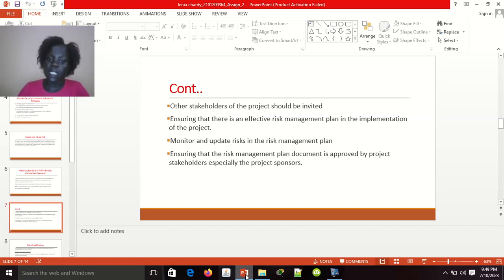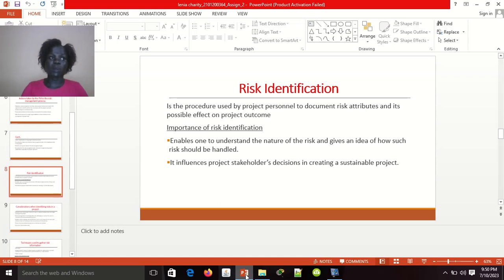Then ensure that there's an effective risk management plan, meaning that the plan you're implementing is working. Monitor and update: other risks will come along the way as the project is progressing, so monitor them properly, see which risks you are getting, and then update the risk management plan. Ensure that the risk management plan document is approved by the stakeholders, because at the end they might come and add something you didn't, so involve them. Identification of risk: as I said before, this lecture is basically going to talk about risk identification.